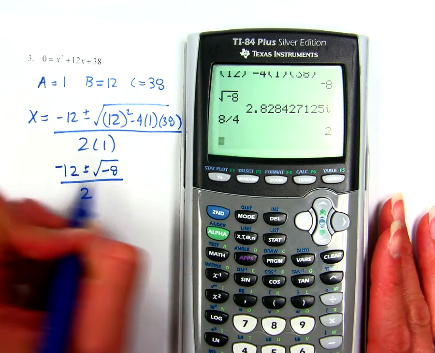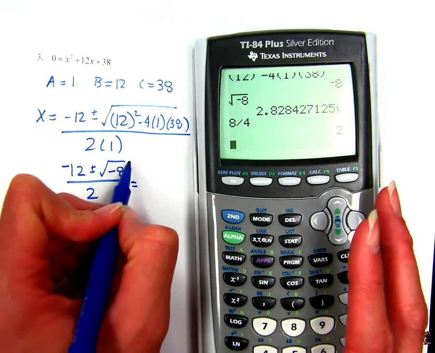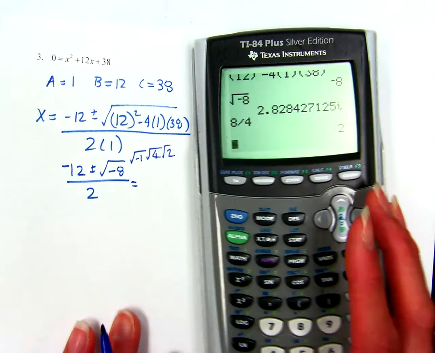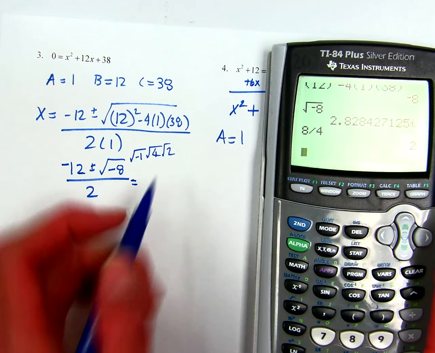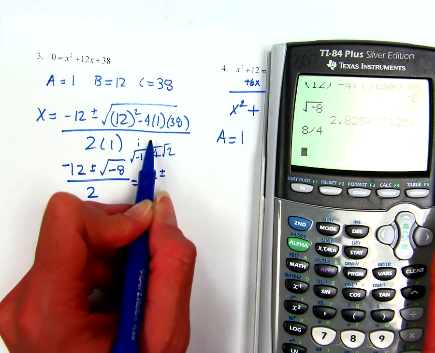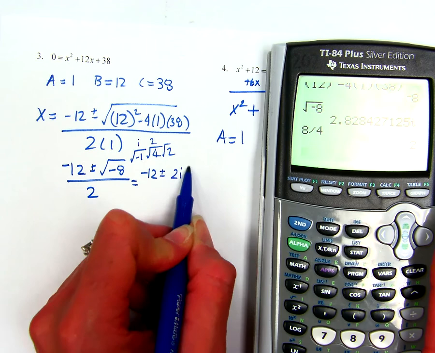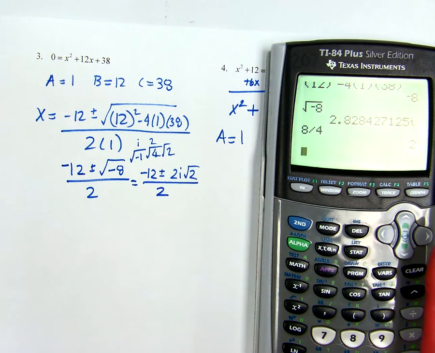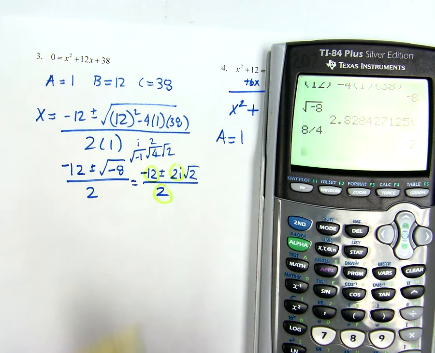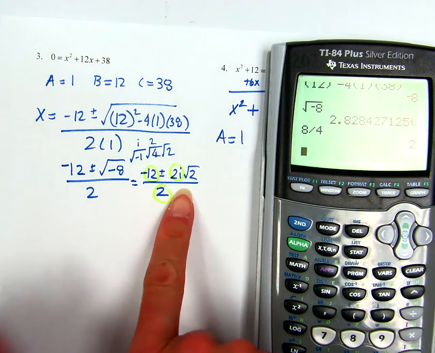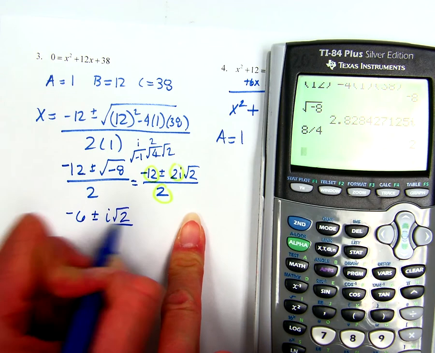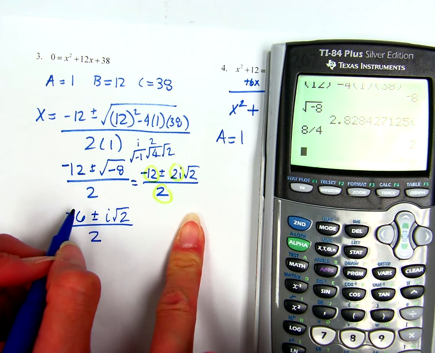So I can say that this is the same as negative 1 times 4 times 2, right? Which would be, so we have negative 12 plus or minus, we'd have i, this would be a 2, so 2i root 2 over 2. And then just like yesterday, you look at all the numbers that are not the ones in the radical and see if you can reduce them all by the same number. Since they can all be divided by 2, we have negative 6 plus or minus i root 2 over 2.